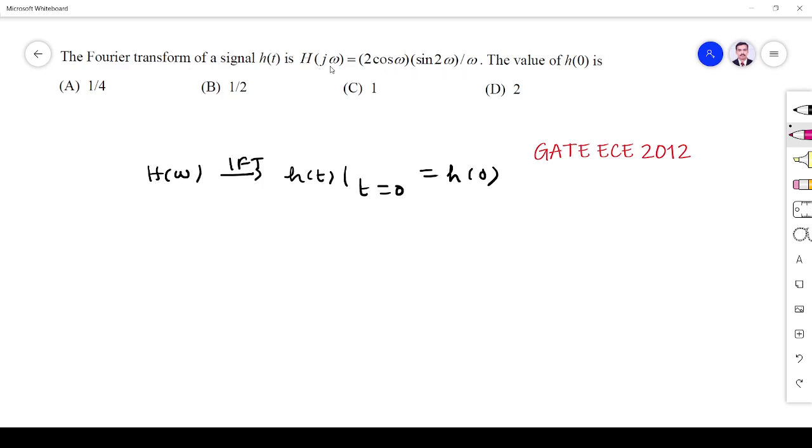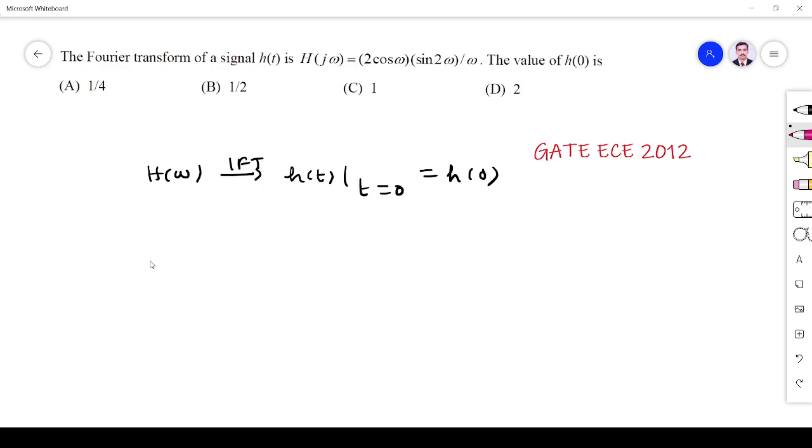So what they have given is H(omega). What they ask is h(0). h(0) is nothing but h(t) at t equal to 0. How can we get h(t) from H(omega)? I have to take the inverse Fourier transform. If you take the inverse Fourier transform of H(omega), what we get is h(t). From h(t), we find h(0) by substituting t equal to 0.